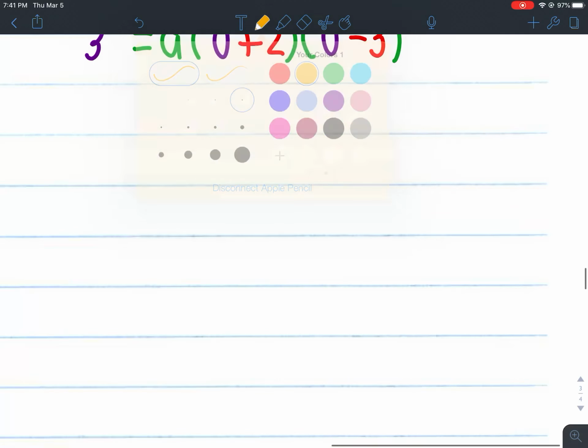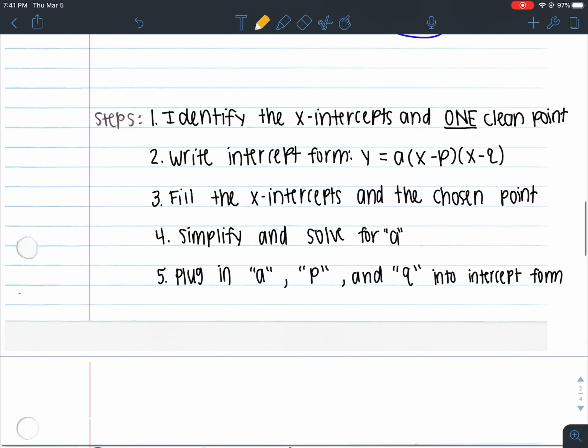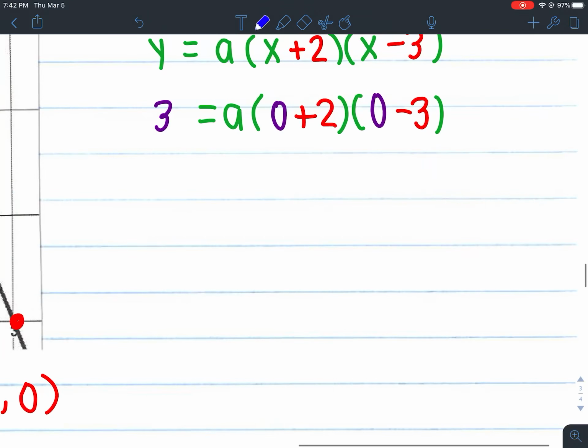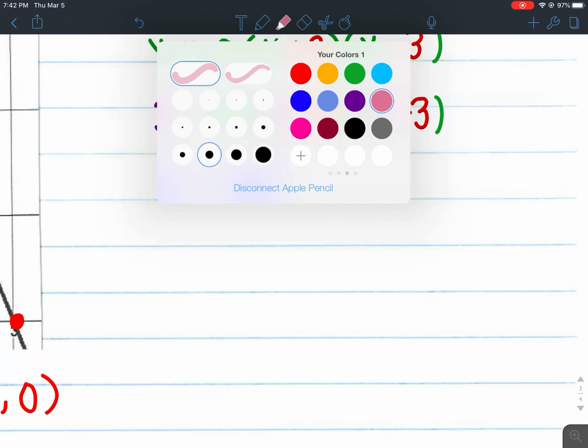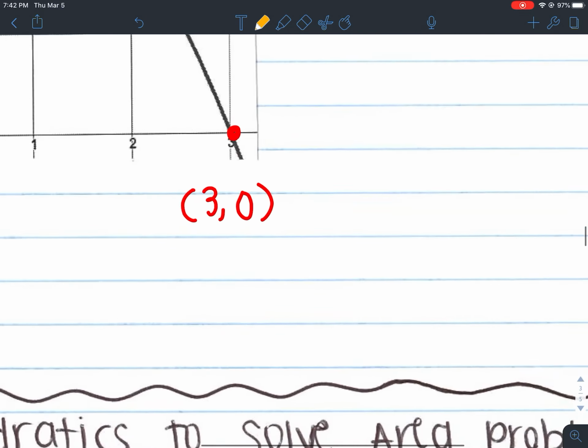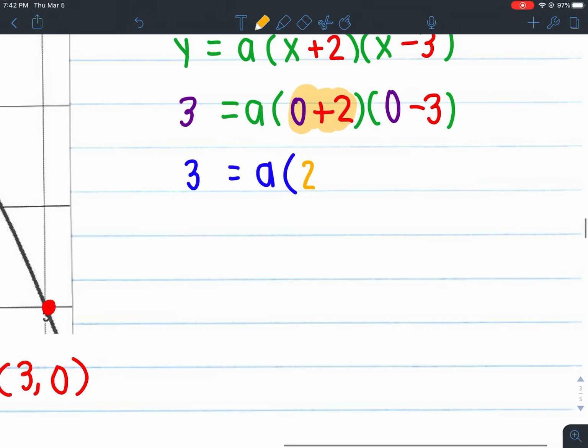So now I'm going to start simplifying. What color did I simplify in up there? Oh, I started simplifying in blue, so let me do that. Okay, so let's start to simplify. 3 equals, so next step is to solve for a. A, well, what's 0 plus 2? Well, that's going to be 2, right? Where did we go? There it is. 2, close parentheses, and open my parentheses again, because 0 minus 3 is negative 3.